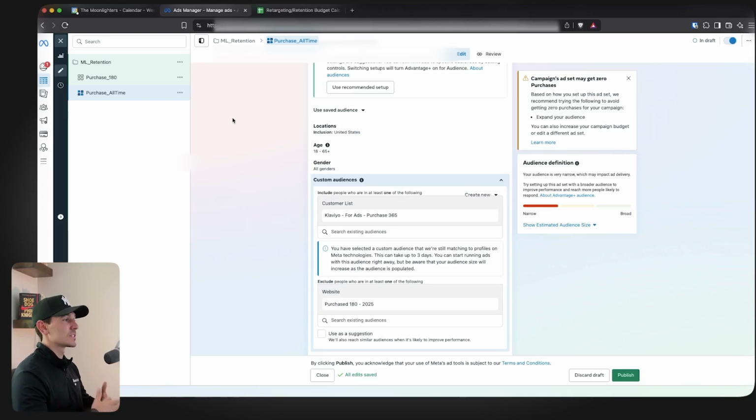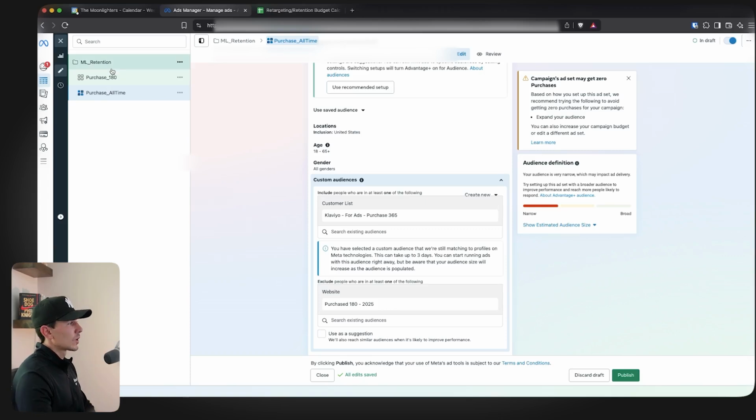To be honest, it doesn't make too big of a difference, but usually what winds up happening is this purchase 180 days right here tends to work a little bit better, and the purchase all time tends to work a little bit worse. And therefore, it's helpful to allow Facebook to spend the budget to the better performing ad set, even if it's just slightly.